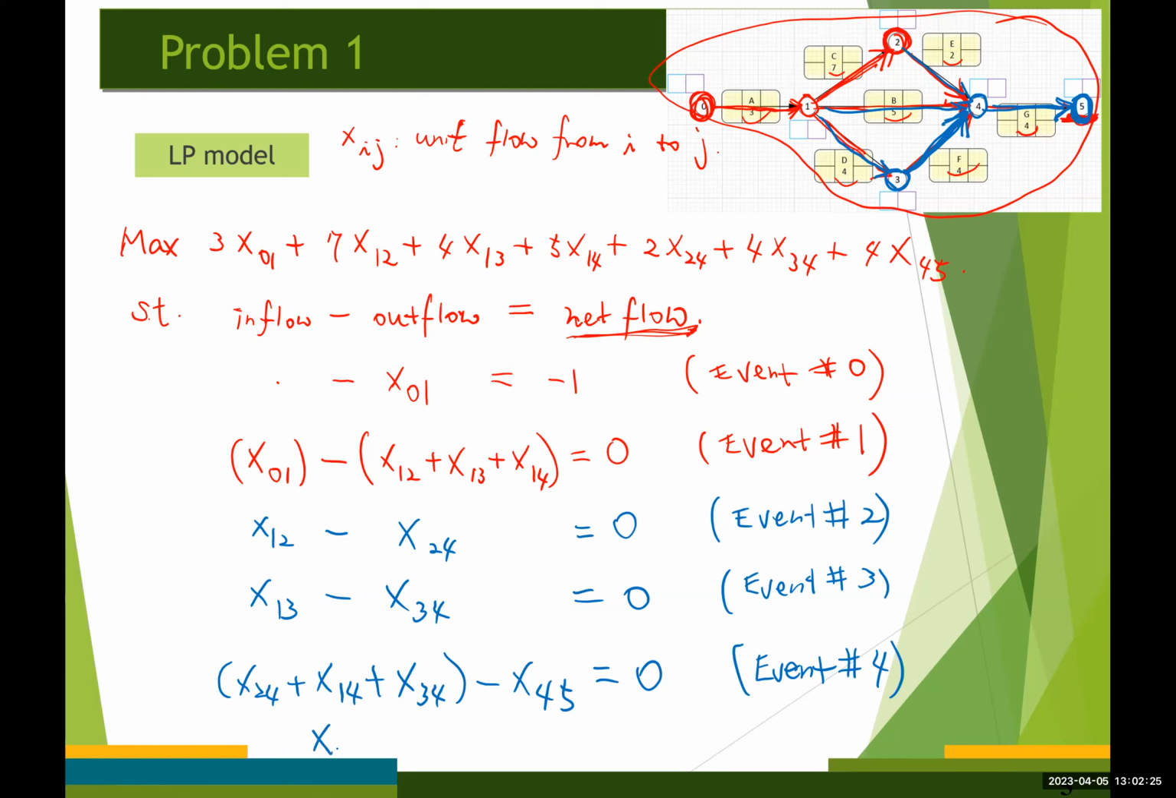So x45 is equal to 1 because node number 5 is a demanding node, right? Event number 5. All right? Of course, each variable x of ij is greater than or equal to 0 for every i and j values. Okay.